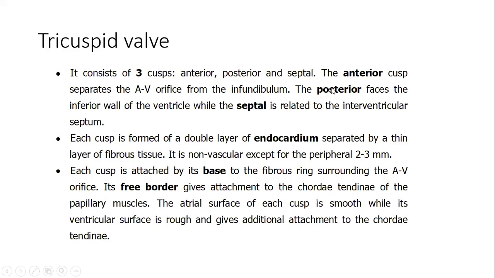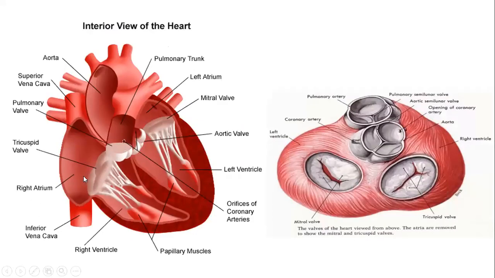So the second one is the posterior cusp, which faces the inferior wall of the ventricle, while the septal is related to the interventricular septum. So we have the posterior here, and then we have the septal, which is towards the septum. This is the septum, the interatrial septum. So near the septum, that is called the septal cusp. So these are the three cusps. So that's why it is called a tricuspid.